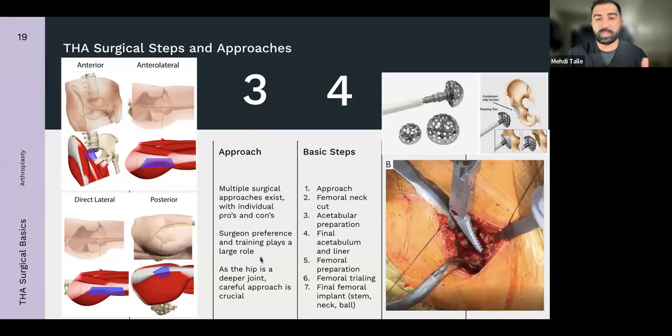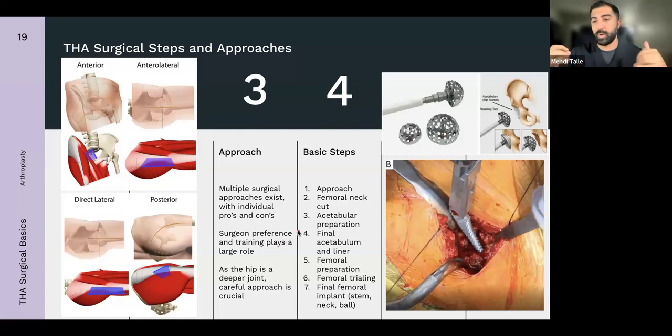A lot of it is surgeon preference, training, and institution dependent. But understand that the hip is a deeper joint than the knee, so a careful approach is crucial in this instance. It can be quite difficult to do the surgery: you can get further along in a hip surgery and realize that your approach was inadequate because you didn't appropriately release things along the way.